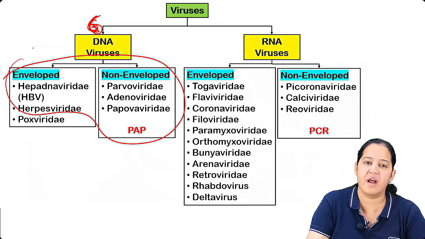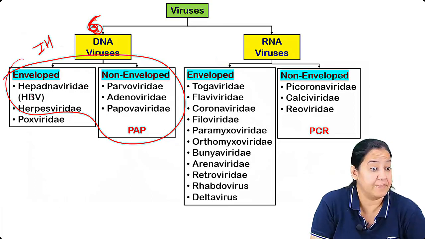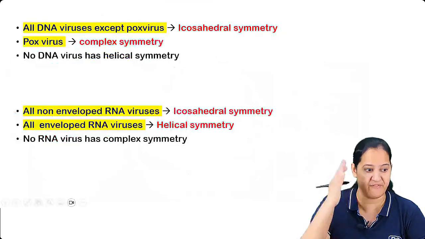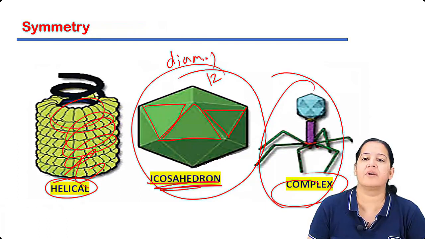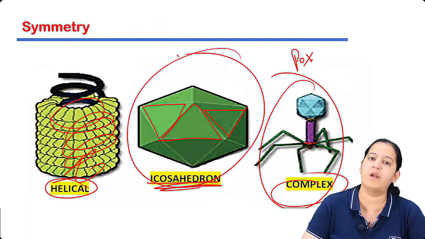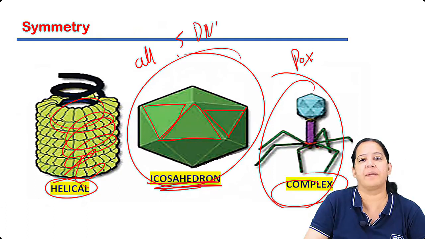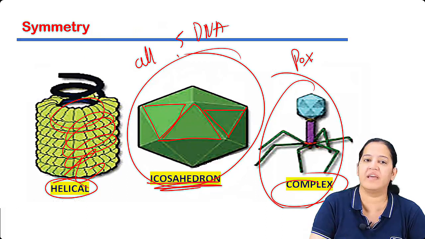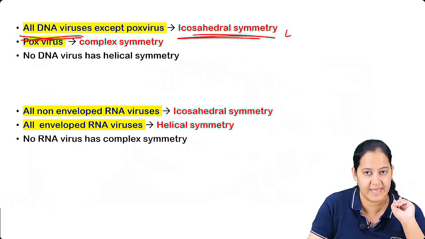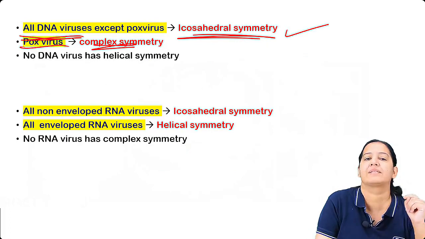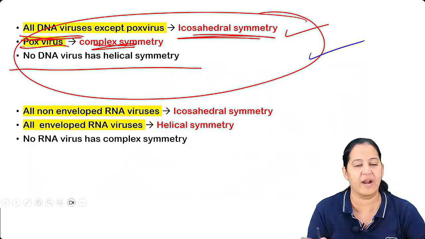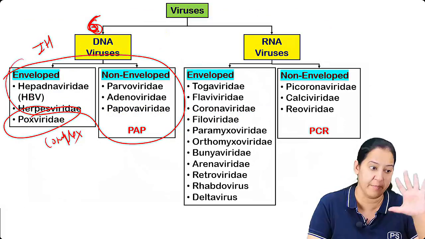The remaining 5 are icosahedral. They are diamonds. But the pox is the grandfather. He said, I will be complex. I'm the grandfather. So the pox is coming here, and the remaining all 5 DNA viruses are coming here. Say yes. So can I say none of the DNA is helical? Yes. So read the 3 statements. All DNA are icosahedral. Pox is complex and none of the DNA is helical. You understood these 3 lines? If you understood, say yes. This is regarding DNA. The summary is written in front of you.